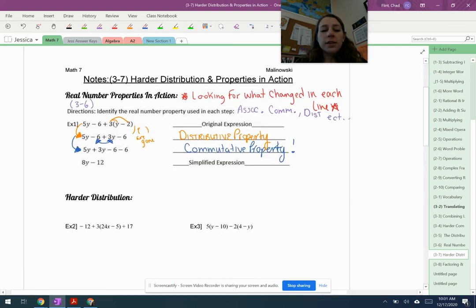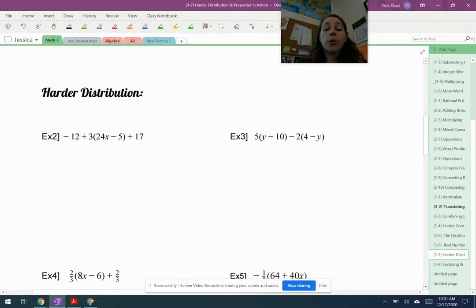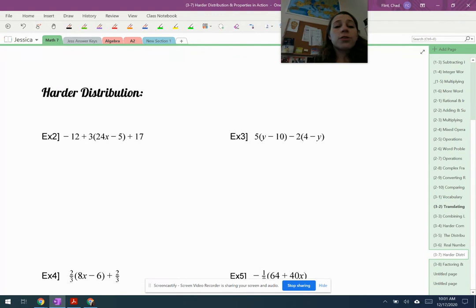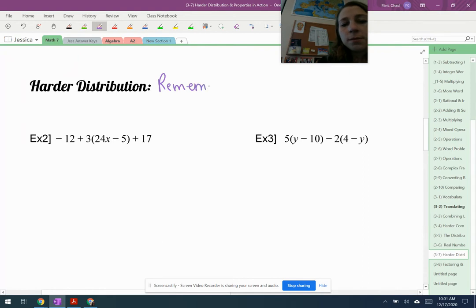Right, so in this next part here, we're going to look at some harder distribution. So a little bit more of what we were doing last lesson, but just some more complicated stuff. So when thinking about this harder distribution here, you want to be remembering, except it's not how you spell remembering. You want to remember to follow your order of operations.